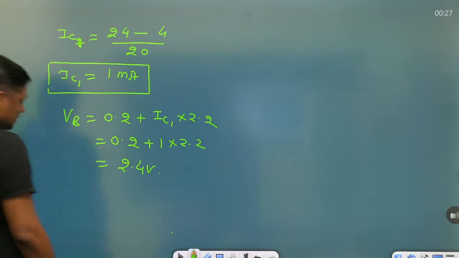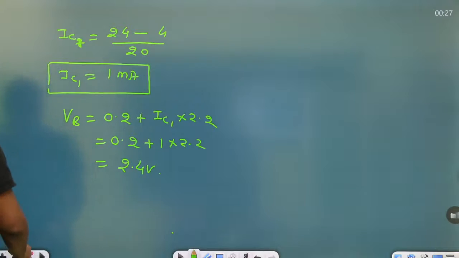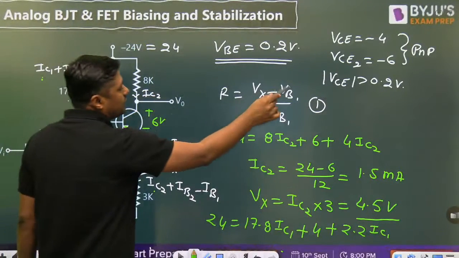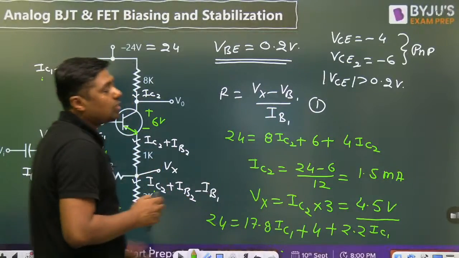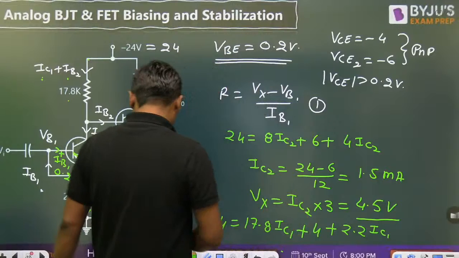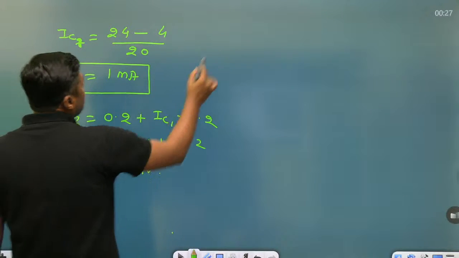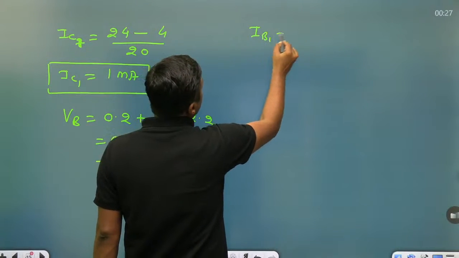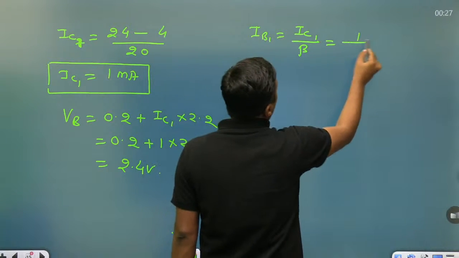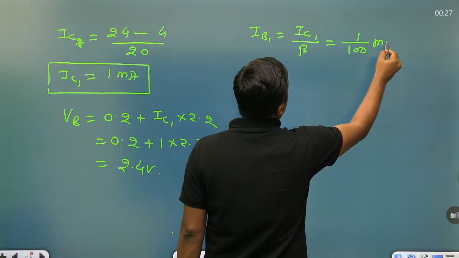Now, finally, you have all the values. You have the value of Vx, you have the value of Vb, now you have to find the value of IB1. What is the IB1? IB1 is nothing but IC1 divided by beta, and this is nothing but 1 by 100 milliampere.